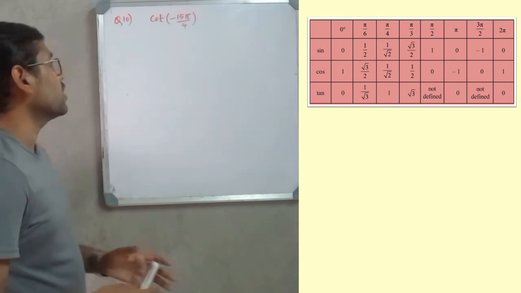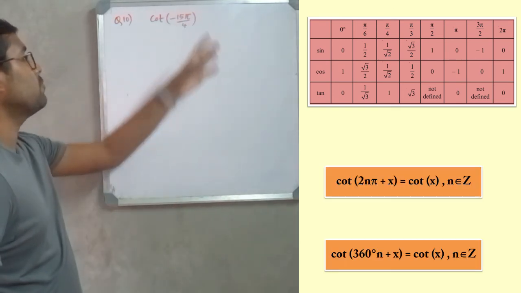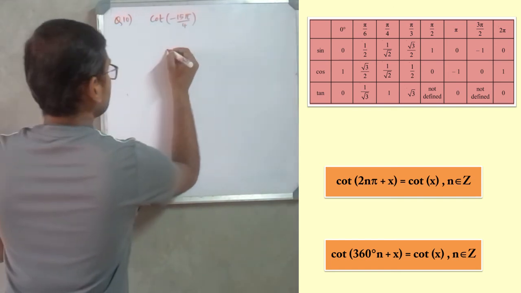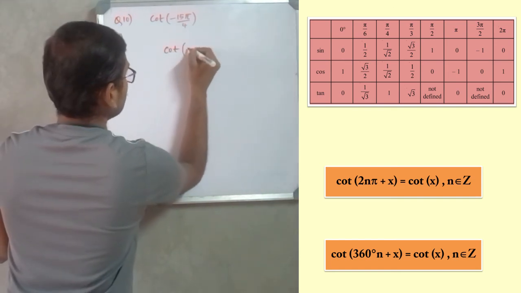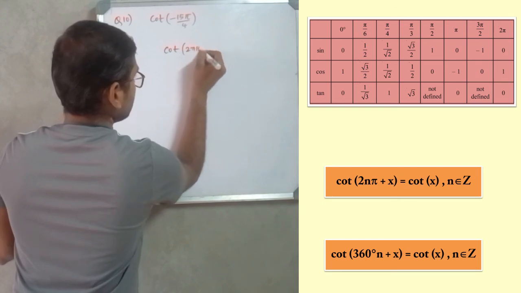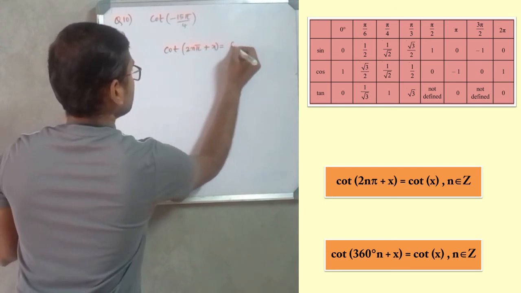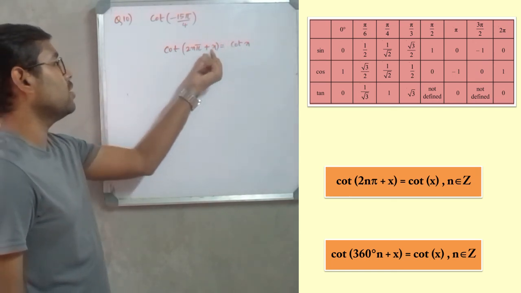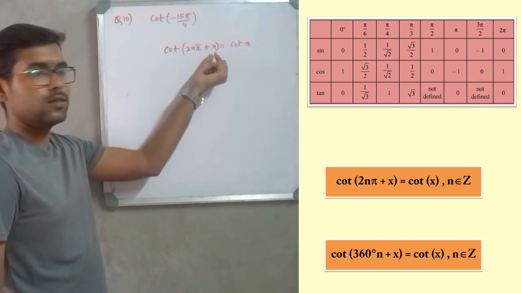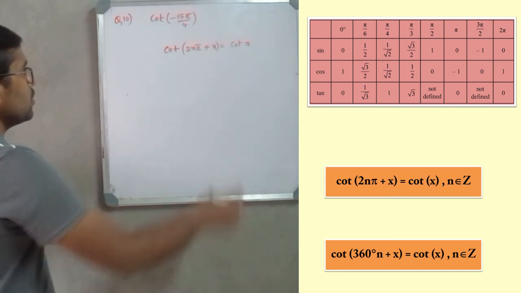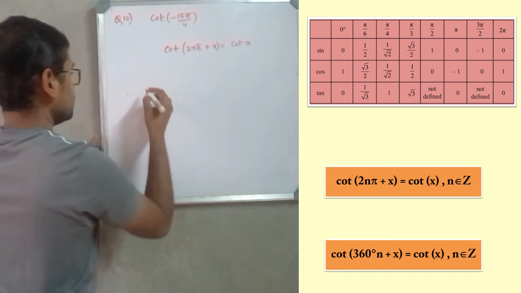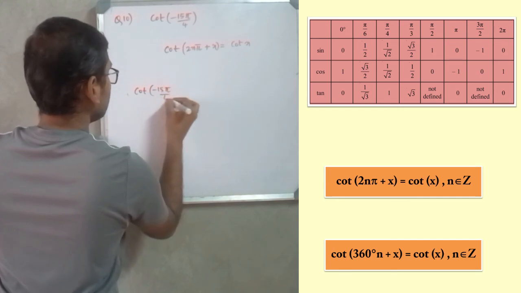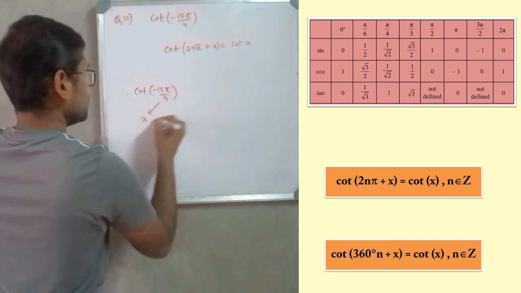Guys, here in question number 10 we need to find the value of cot of minus 15 pi divided by 4. Again we will make use of this relation, that is cot of 2n pi plus x is equal to cot x. This means if I add an integral multiple of 2 pi to angle x, the value of cot does not change. Now I'll take this whole angle as x. So cot of minus 15 pi by 4, this is x.